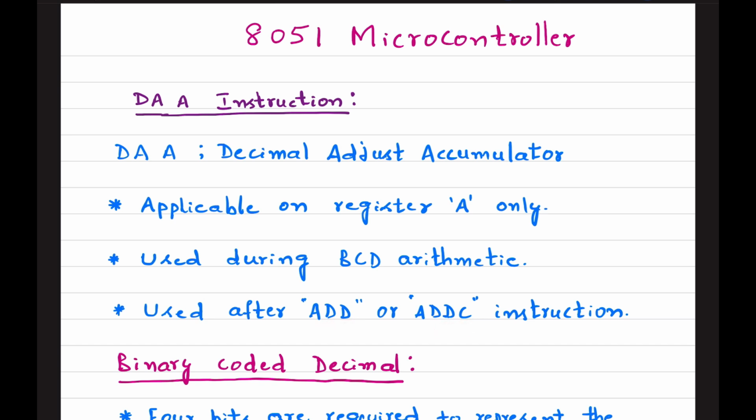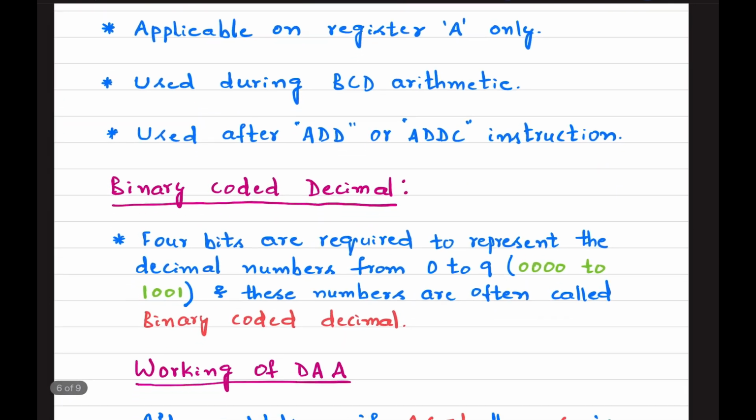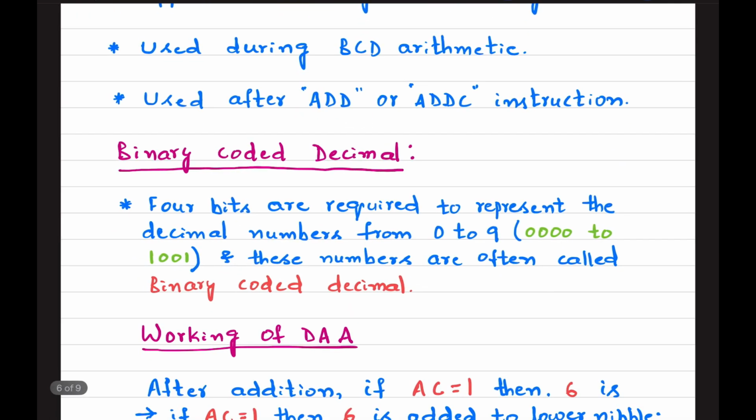First, let us go through the binary coded decimal representation. The decimal numbers in the range 0 to 9 can be represented by using the 4-bit binary representation, that is 0000 to 1001. So these numbers are called the binary coded decimal values.